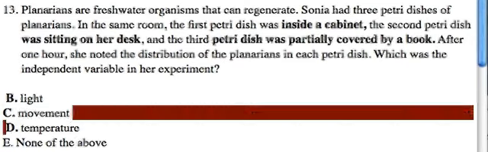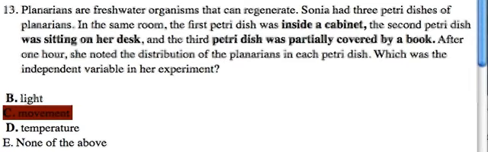Now, if one of the petri dishes is sitting on her desk, one covered by a book, and one inside a cabinet, they're not moving at all. They're just sitting there. So that's not different. They're the same. They're all sitting in one area.